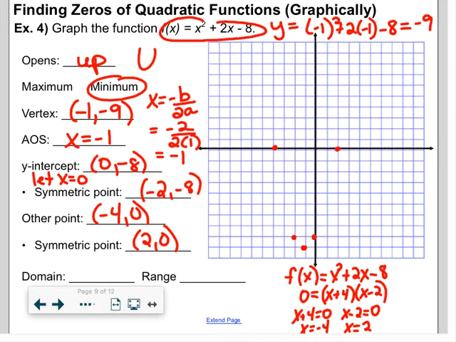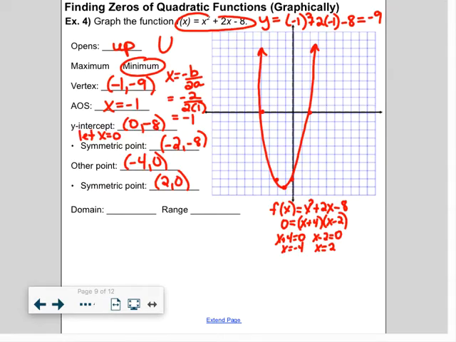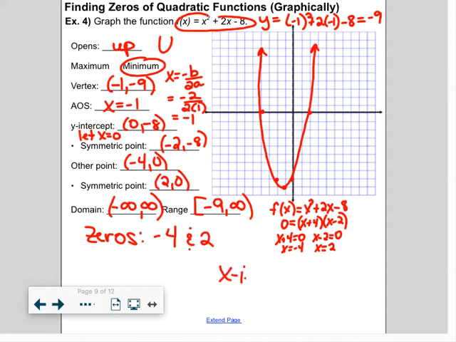Again, if you can take your quadratic function, set it equal to 0, and factor it, not only are they the x-intercepts, but those are also your solutions. So the domain is negative infinity to infinity, and the range is negative 9 to infinity. I want you to add a row down here if it's not already on yours. My zeros are the x-intercepts. The solutions are x is negative 4 and x is 2. So the x-intercepts are the solutions.